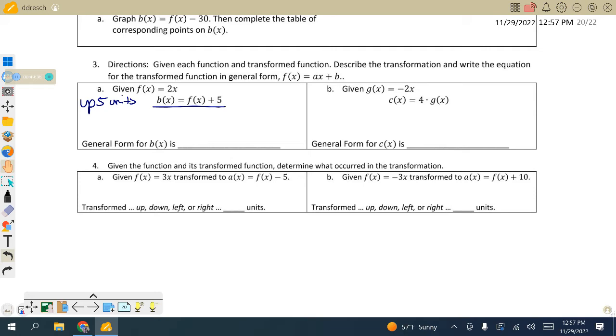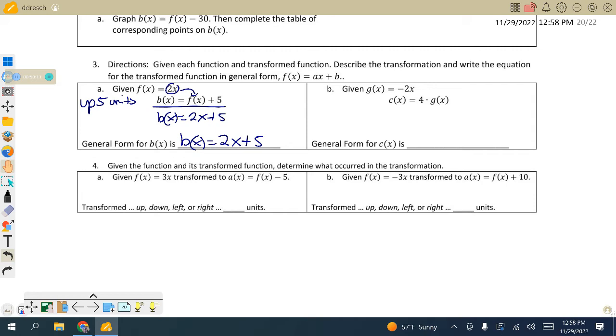Cool. Now write the equation. This is where students, again, always kind of get tripped up. General form is ax plus b. Replace that 2x right there for the f of x. We did that just up above a second ago. 2x plus 5. Are those like terms? So we are done. We took the original equation, 2x, and went up 5 units. Okay. All right.